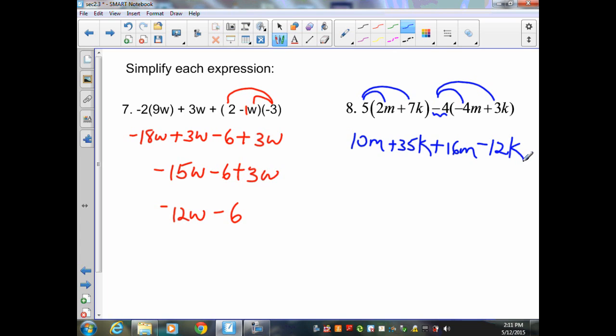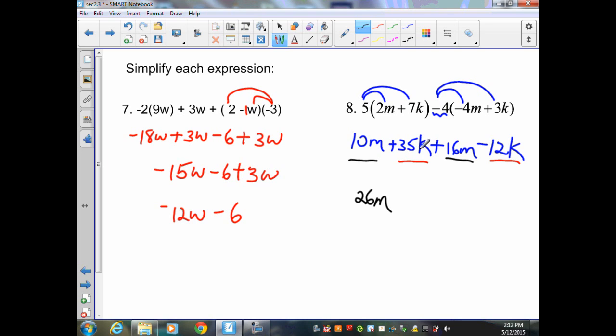Combine like terms. My first set of like terms are my m's. 10m, skip over the plus 35k, 10m plus 16m. That means same sign, combine, use the sign since they're both the same sign. That gives me 26m. And then my other like terms are 35k and 12k.